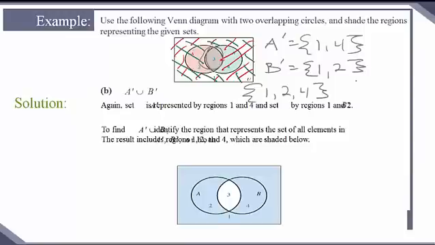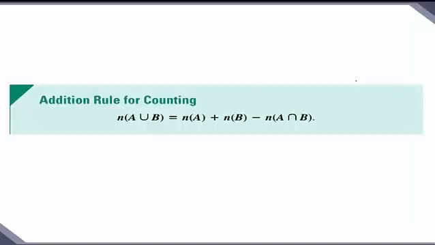And you're like, well, I already knew 1 was in the set, so that's silly, right? So that's the idea that it's in both, and both just gets listed once. All right, last but not least, we have an addition rule for counting.